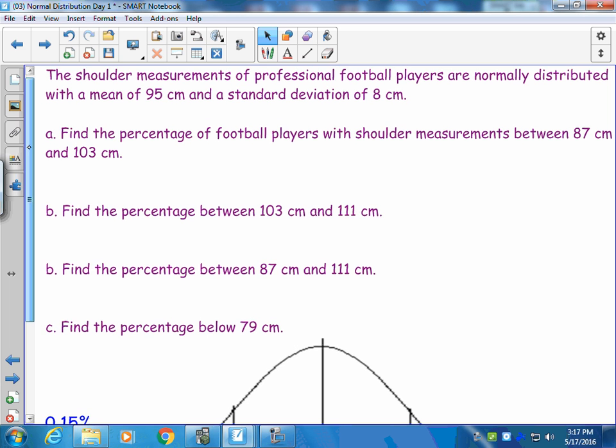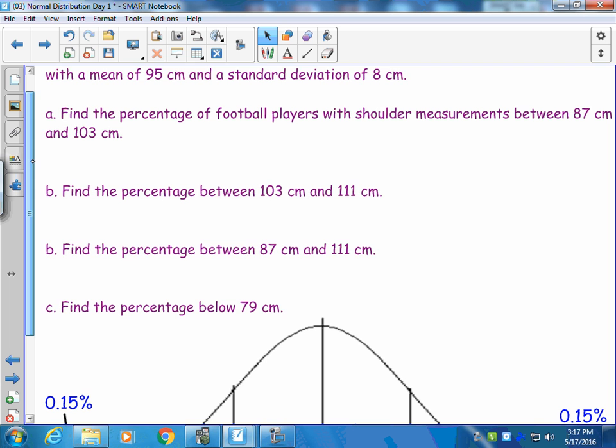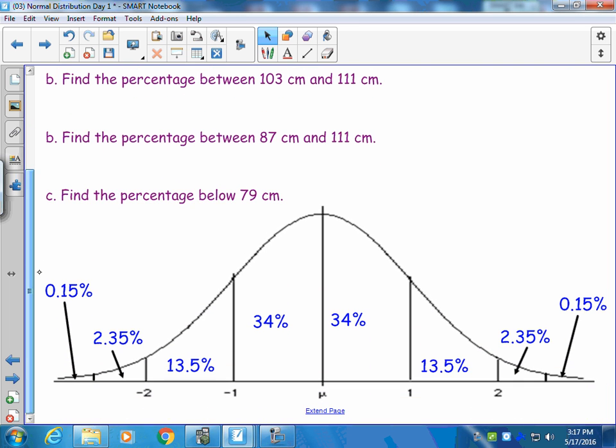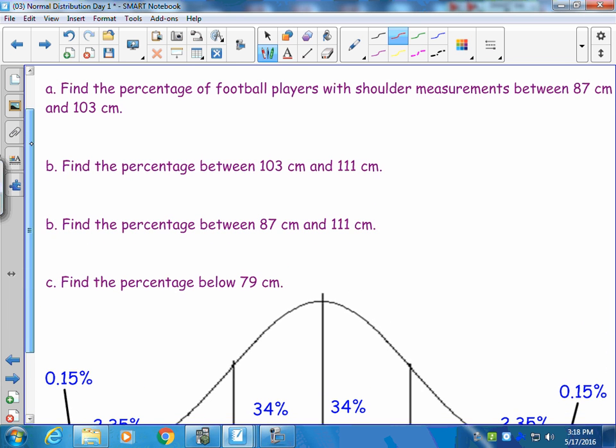If we look at this scenario, shoulder measurements of professional football players are normally distributed, with an average distance of 95 centimeters and a standard deviation of 8. So what we want to do is build our distribution, centered at 95, and then we just start subtracting 8. 87. We subtract 8 again, 79. Subtract 8 again, 71. On the upper end, we're going to add 8: 103, 111, 119. Now we can use this distribution to answer any of these questions.